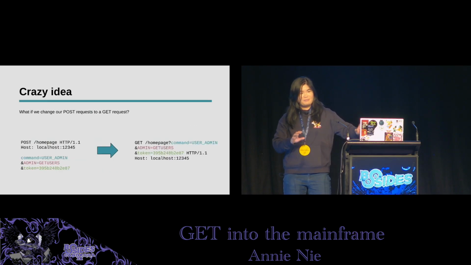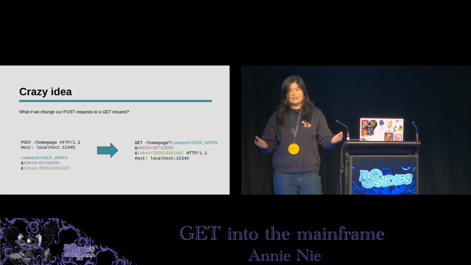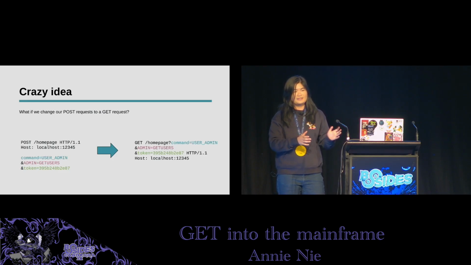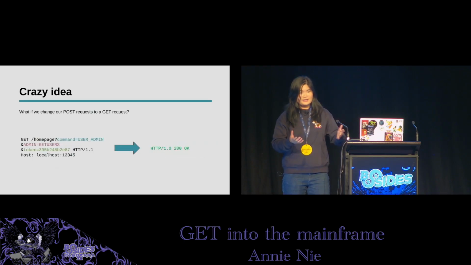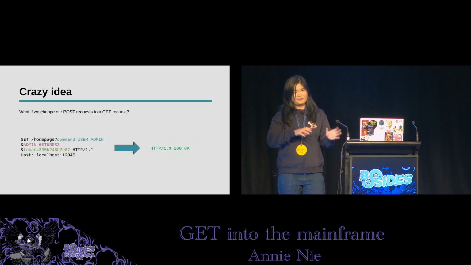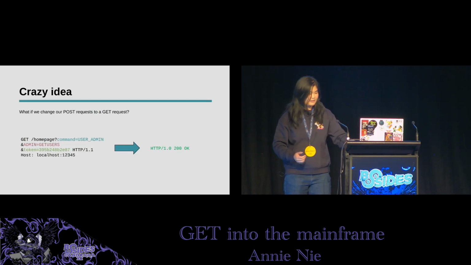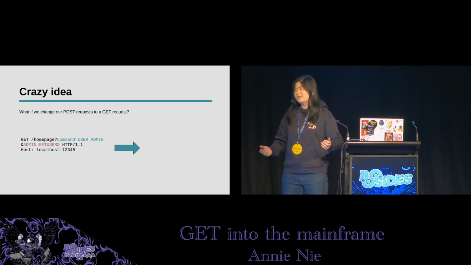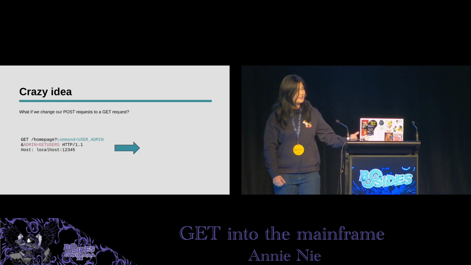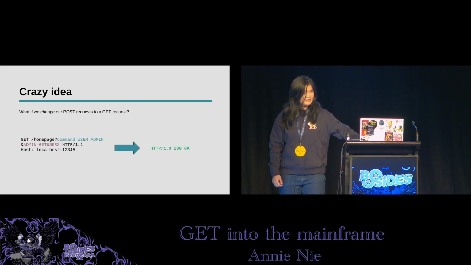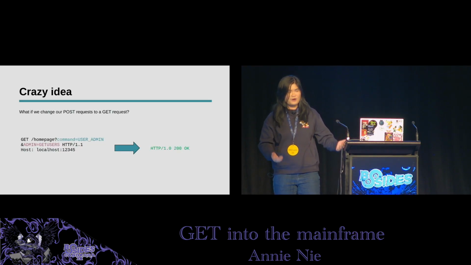And so that gave me a bit of a crazy idea. What if we just change our post requests to a GET request? And so here I've just changed the post request to a GET request with the session token, and I get the expected 200 response, which is sweet because that means the backend is still parsing our command and executing it. So what happens if we just, you know, get rid of the session token? Like magic, it actually works.